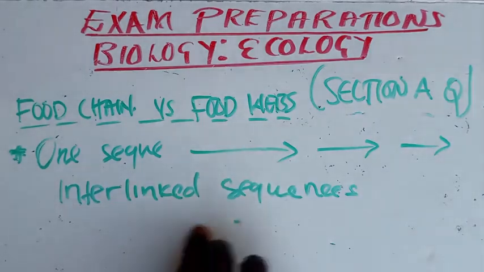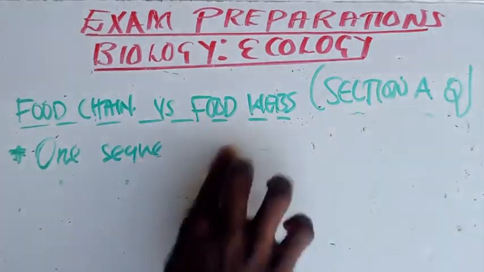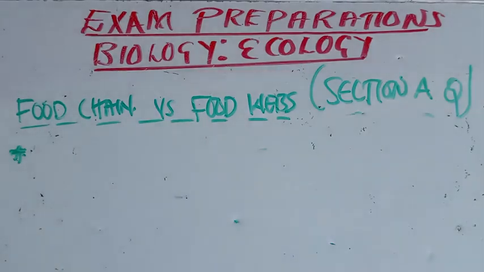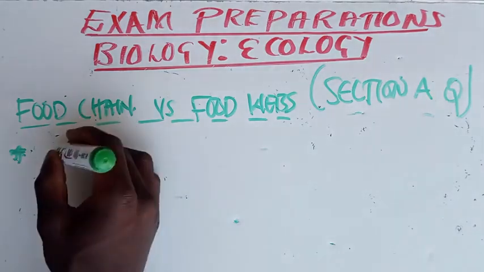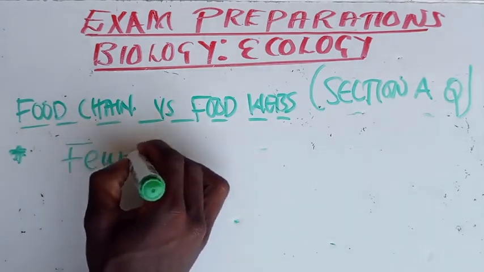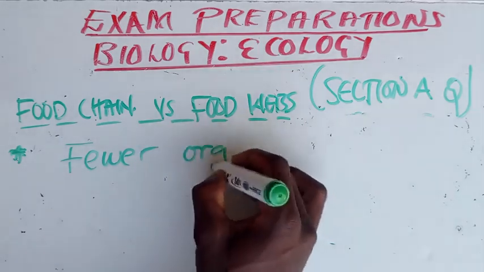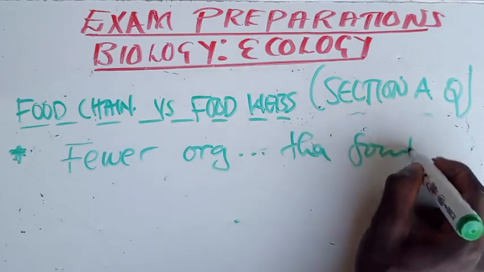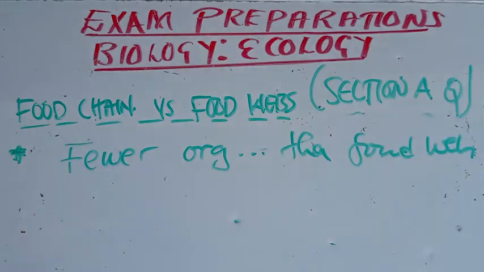Now let's talk about the second difference. They are just three differences. The second difference is that you'd find that most food chains contain fewer organisms than food webs. So in short, food webs actually contain a lot more organisms than food chains. And the reason is simple.